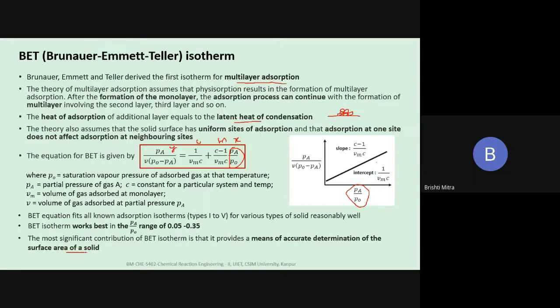So this is about the BET isotherm. I will start from here in the next class, and that is tomorrow. We will continue with an example, and then we will continue with the rest of the tutorial. I'll stop sharing right now.